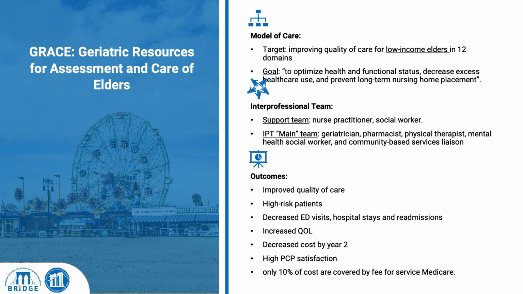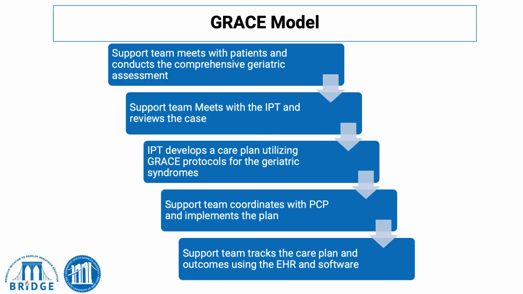The team is divided into a support team, which is a nurse practitioner and social worker, and a main team. The support team is responsible for going out to the patient or evaluating the patient in clinic, conducting the comprehensive geriatric assessment, and then bringing that information back to the interprofessional team, who develops a care plan utilizing overall GRACE protocols for each of the 12 domains of care. And the support team then coordinates that care with the primary care doc and implements the plan and tracks outcomes using software and electronic health records.